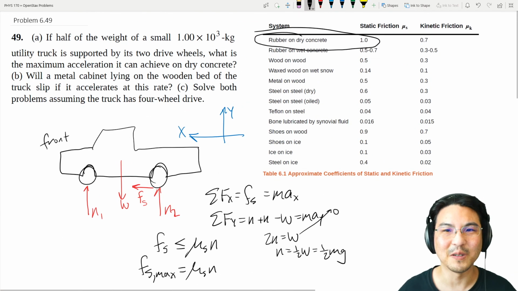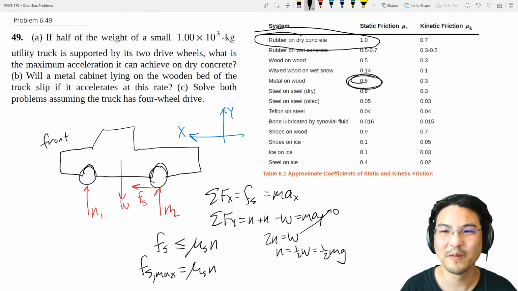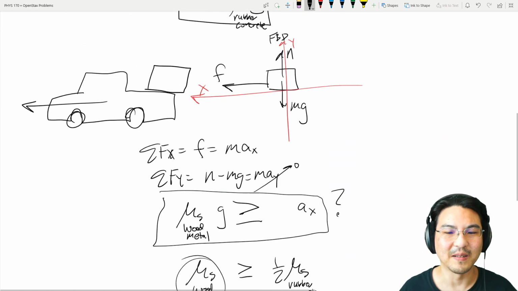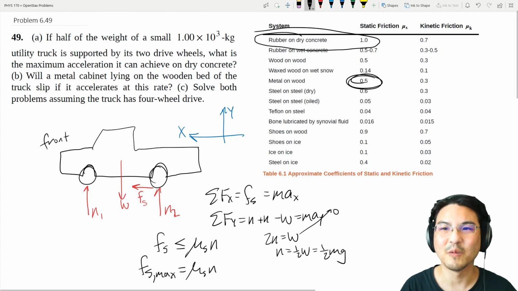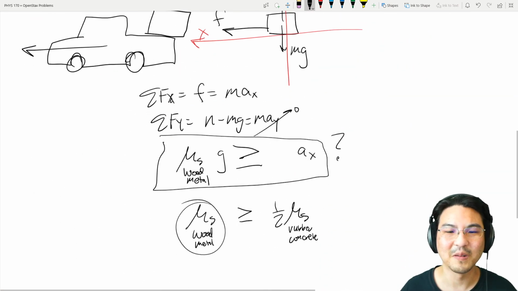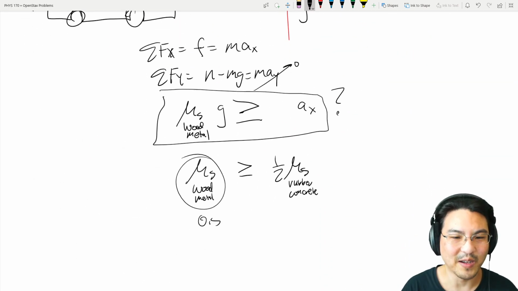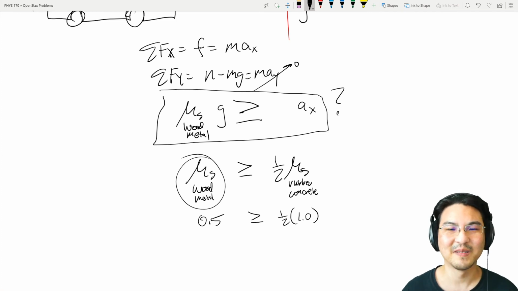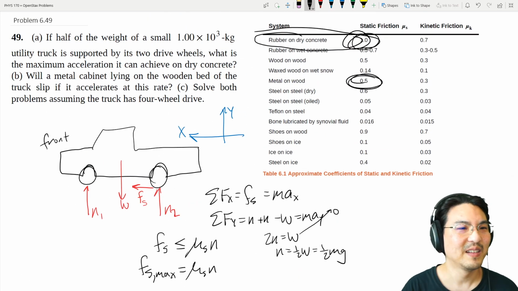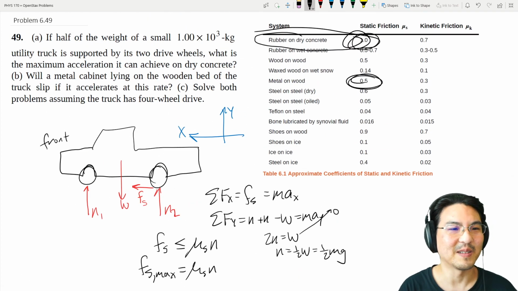Wood, metal, that was, where is it? Oh, here, 0.5. And then rubber on concrete was 1. Okay, so 0.5, and this was 1. Is this true? Yes, barely yes. So there is enough friction to keep it from slipping. So that's the answer for part B. Is it going to slip? Nope, it's fine. It's not going to slip.